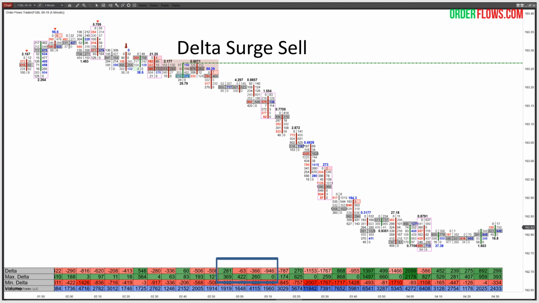Again, delta surge. This is a 5-minute chart here. You can see it: positive 281, minus 63, minus 366, minus 946. You're talking about a move from the 163.10 area down into the 162.80 area, again in the bonds. And this is a move with no pullback back up to retrace this area before the market sells off. It's just straight down. Those are the trades that you like to get as a trader.